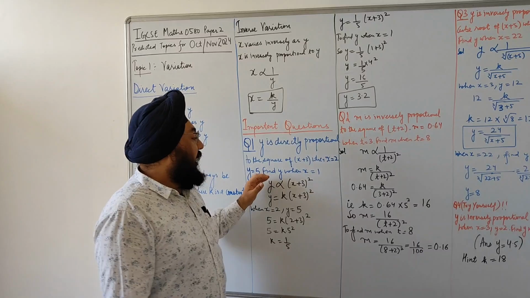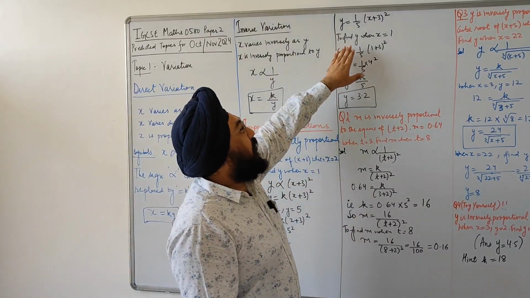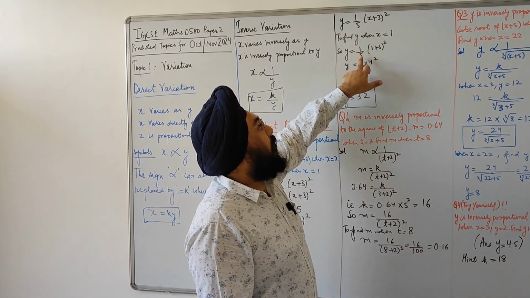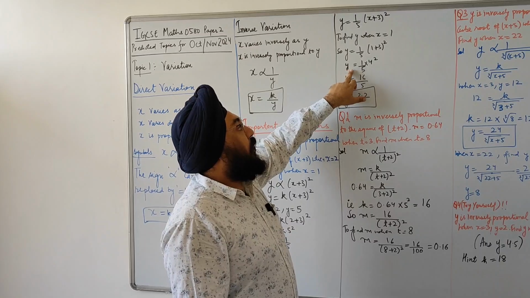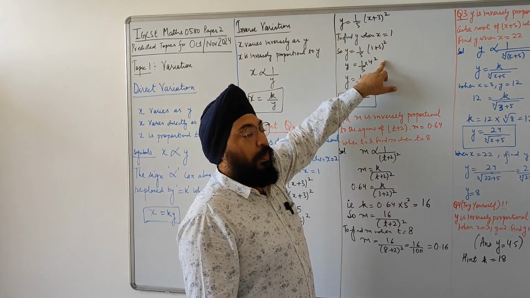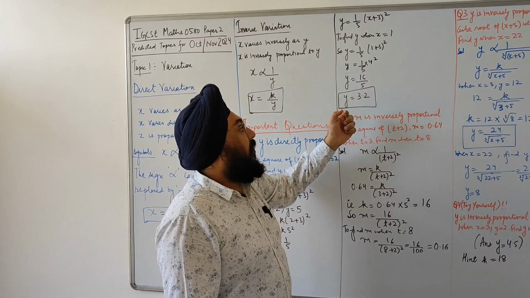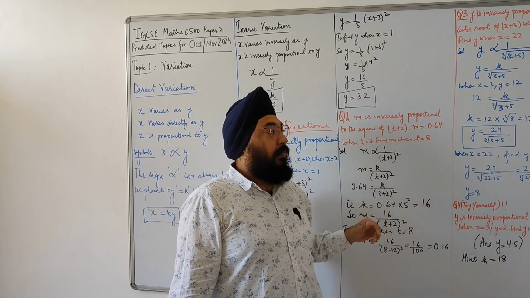Now we need to find the value of y when x is equal to 1. When substituting value of x as 1, we get y is equal to 1 upon 5 (1 plus 3) whole square, y is equal to 1 upon 5 into 4 square, which is equal to y is equal to 16 upon 5. We get y is equal to 3.2 as our final answer.